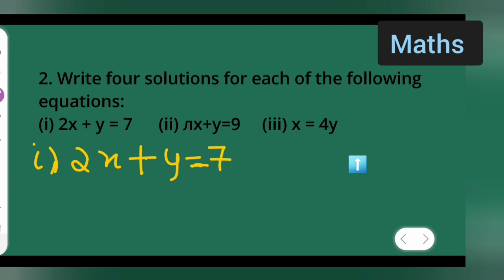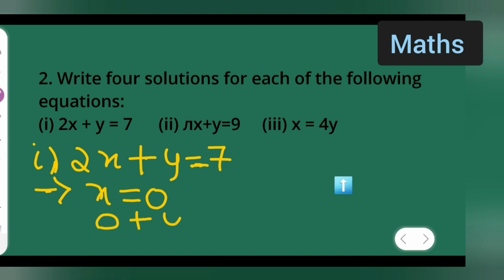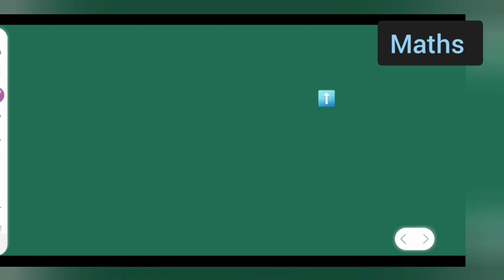Now, first you can take x to be 0. So first I have taken x to be 0. If I replace x by 0, what I'm going to get is 0 plus y is equal to 7. You can directly write y is equal to 7. So y is equal to 7.